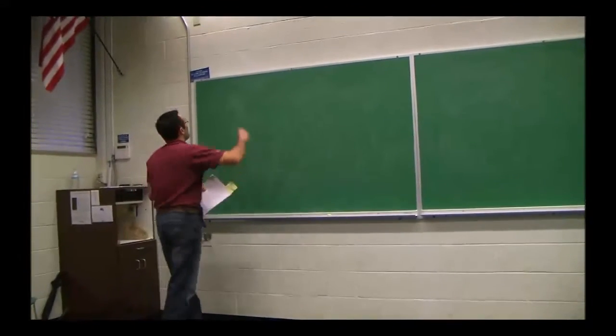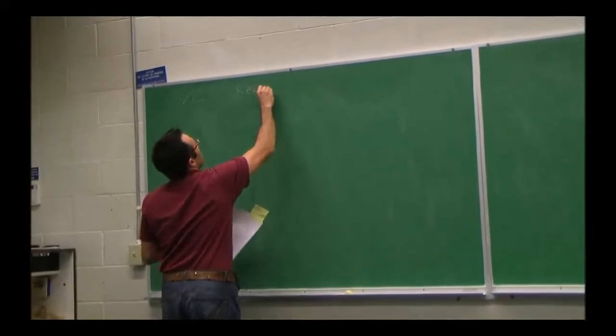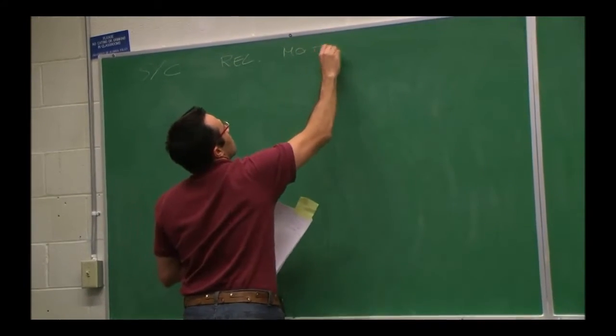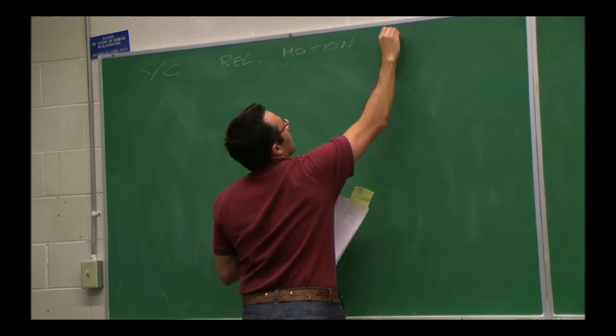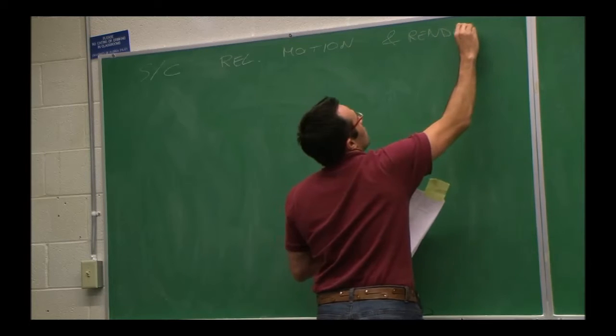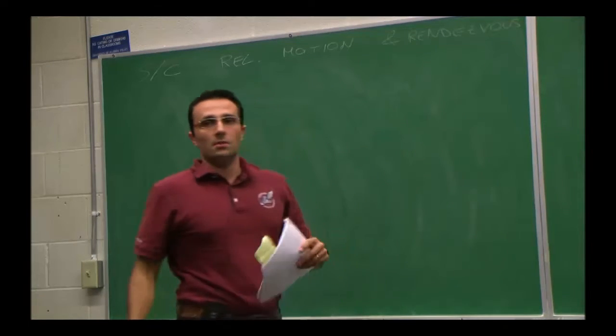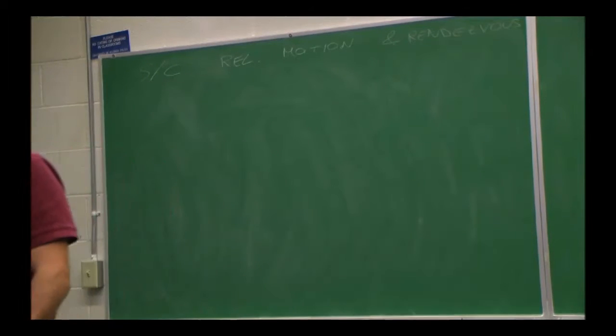Time to get going. New chapter. We're going to start looking at spacecraft relative motion. We start today, and then we'll talk about some maneuvers, including what we call rendezvous, which is a French word for meeting up. So we're talking about satellites that fly pretty close to each other.